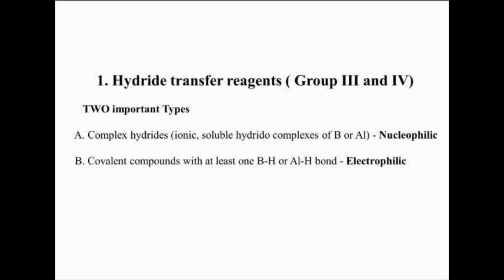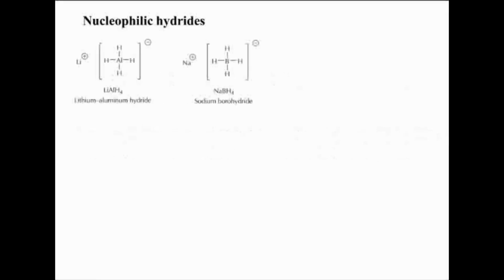As we have seen, hydride transfer reagents mostly belong to group 3 and group 4 elements. They are further subdivided into complex hydrides, which are ionic, and covalent compounds, both of boron and aluminum. Complex hydrides are classified as nucleophilic, and covalent compounds are classified as electrophilic. Now let us see why they are classified as nucleophilic and how they are classified as electrophilic.